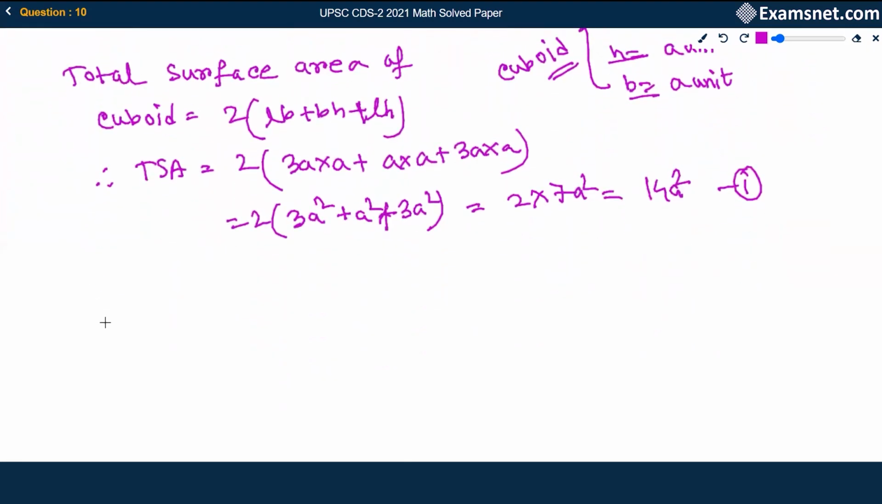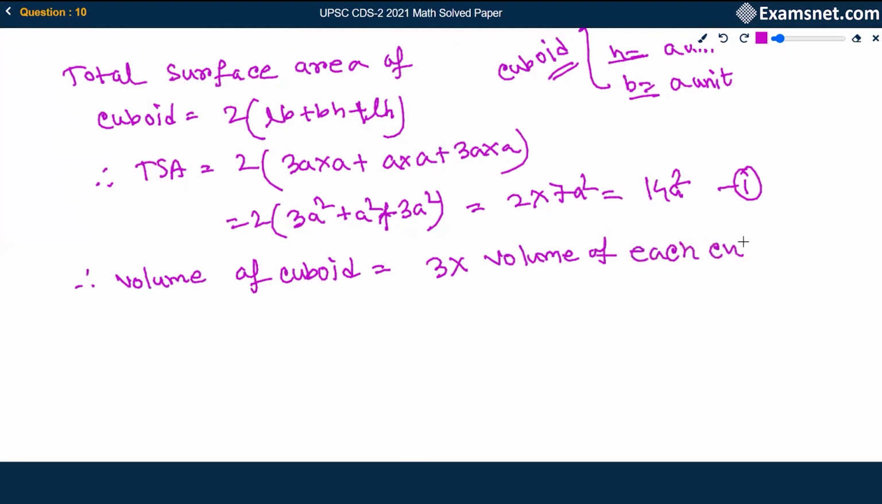So here, therefore, volume of cuboid equals 3 multiplied by volume of each cube. Correct? Now, what is the formula for volume? Okay, the formula for finding the volume of a cuboid, V for volume, is L multiplied by B multiplied by H, cube unit.